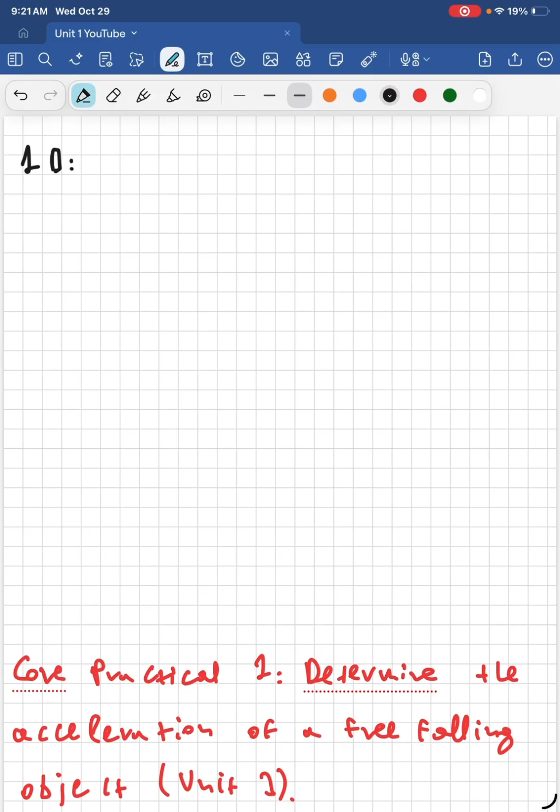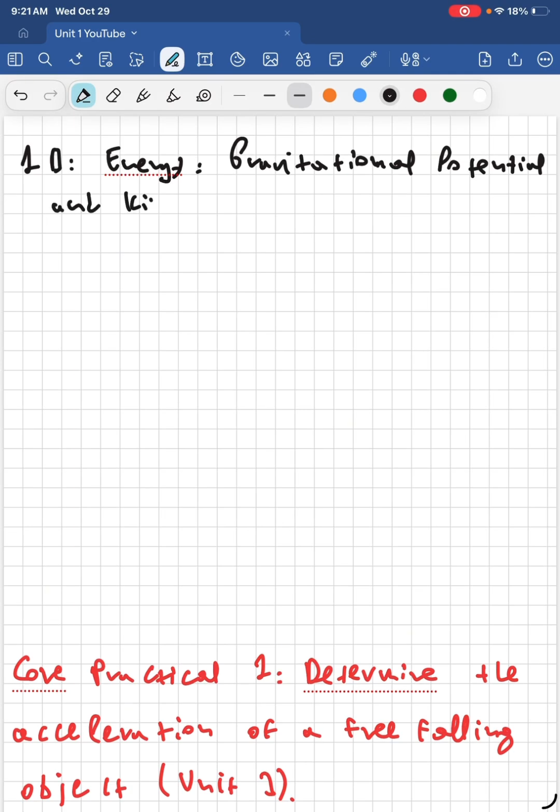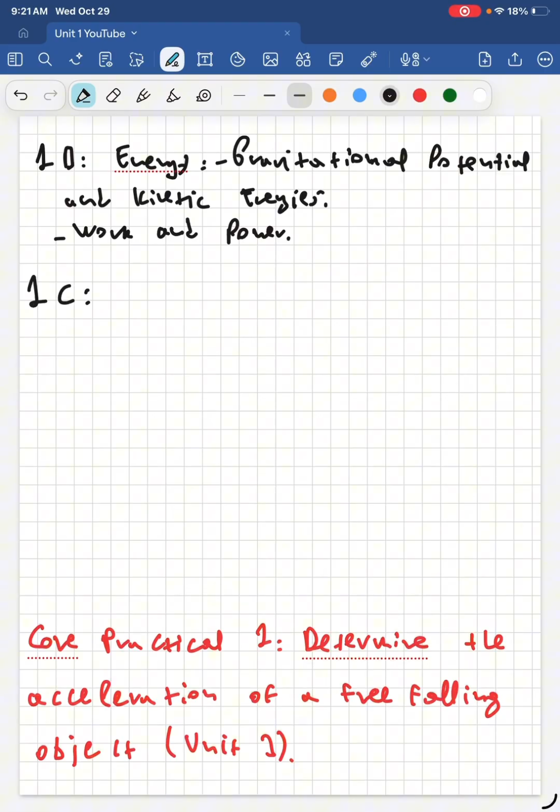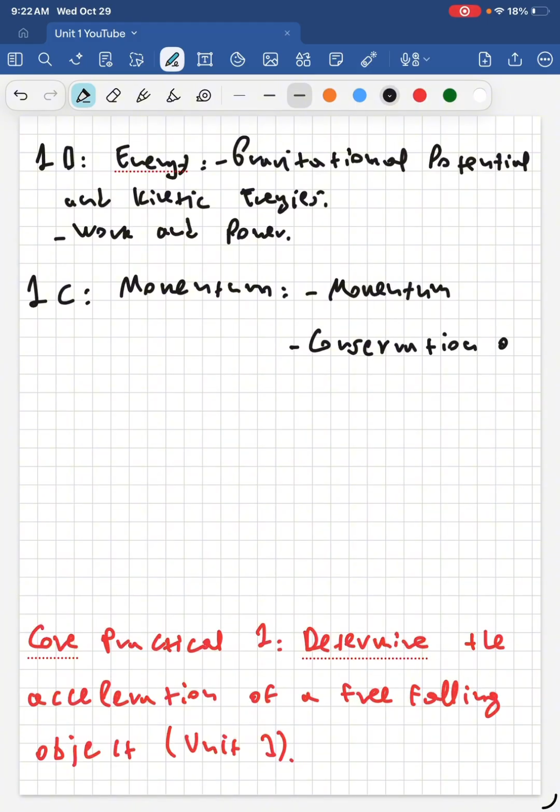So there is also Topic 1b, where we discuss energy and things like gravitational potential and kinetic energies. And we also discuss, is there anything else? Work and power, okay? Okay, this is 1b. And then we also have 1c, where we discuss momentum. Okay, and we discuss topics such as momentum and conservation of linear momentum.